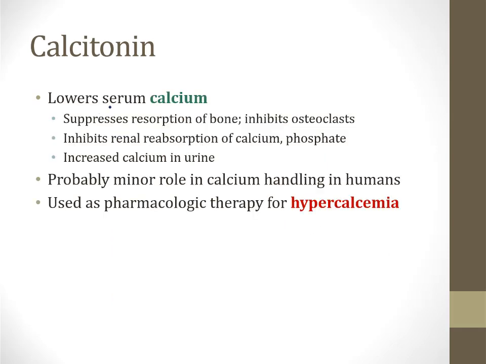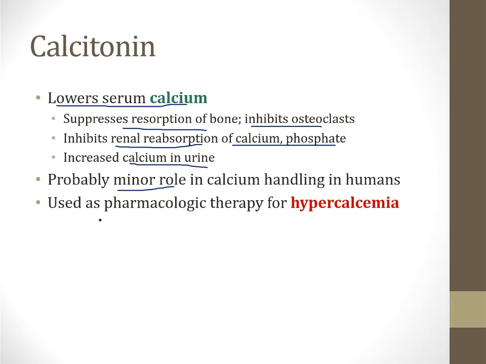Calcitonin's major physiologic effect is to lower the serum calcium level. It does this through a number of mechanisms. It can suppress the resorption of bone by inhibiting osteoclasts. It also inhibits the renal resorption of calcium and phosphate, and it also increases the amount of calcium that leaves the body in the urine. It probably plays a minor role in calcium handling in humans. Parathyroid hormone is the major hormone for controlling calcium levels.